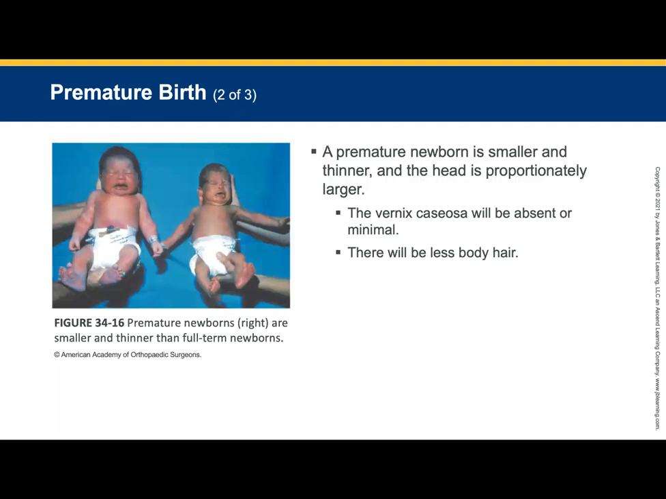Now, if you look at these pictures, these are twins. You can see one's bigger than the other. Premature newborns on the right are smaller and thinner than full-term. So obviously these are not twins. You can just say this is a preemie. That's a full-term baby right there.